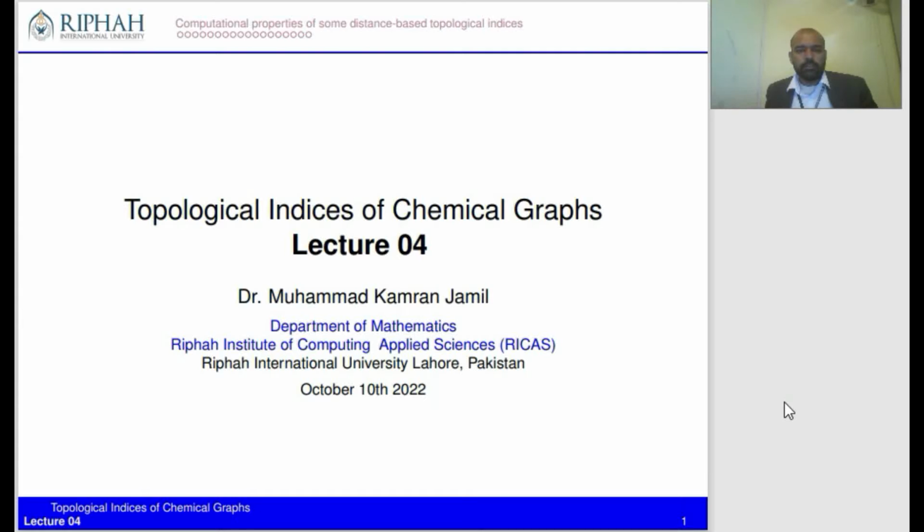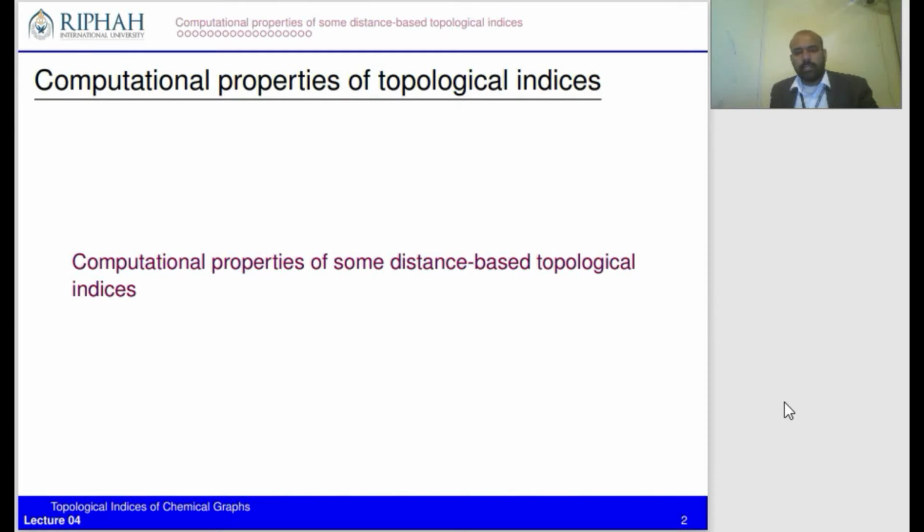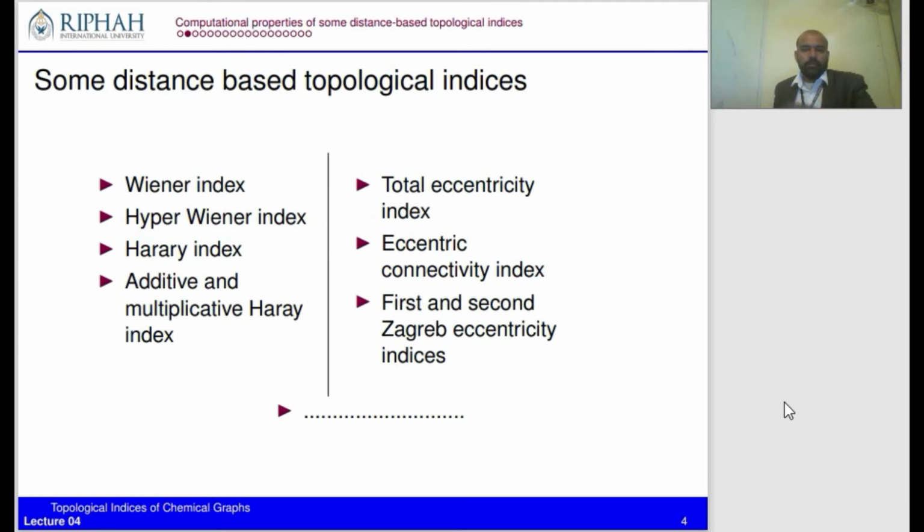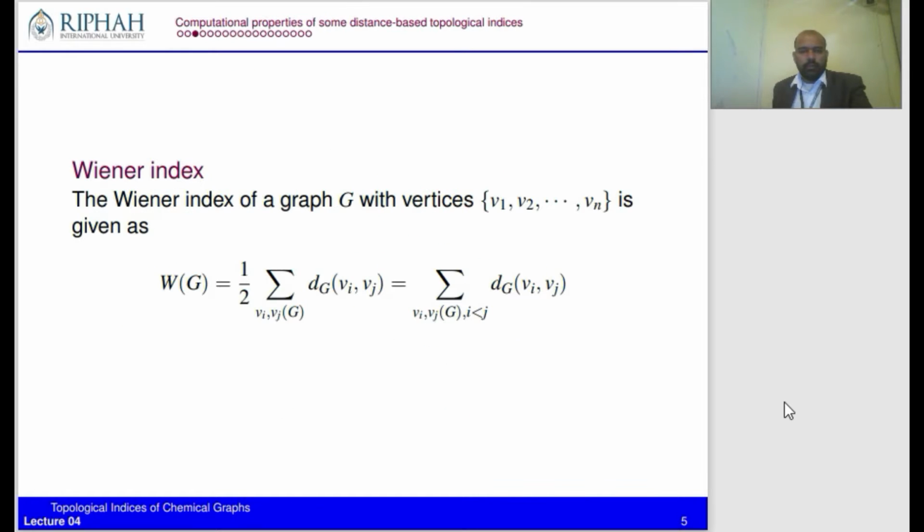Today we are going to discuss the fourth lecture of the topological indices of chemical graphs, and in this lecture we will discuss some computational techniques of distance-based topological indices. In our previous lecture we discussed some computational techniques of degree-based topological indices, but now we will focus on distance-based topological indices. We will focus on the Wiener index, Harary index, and some eccentricity indices. In our first lecture, we gave the definitions of some distance-based topological indices. So let's move to our first task.